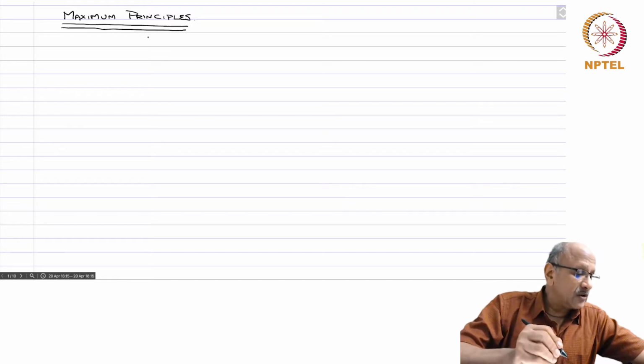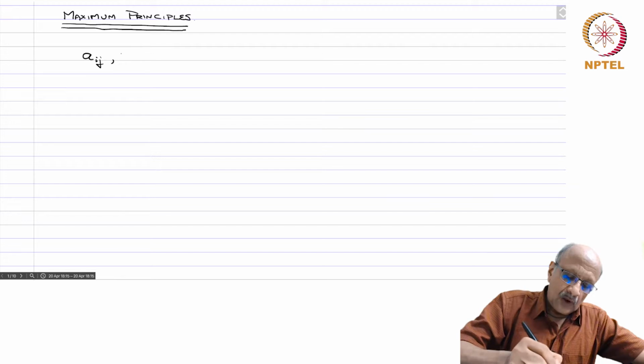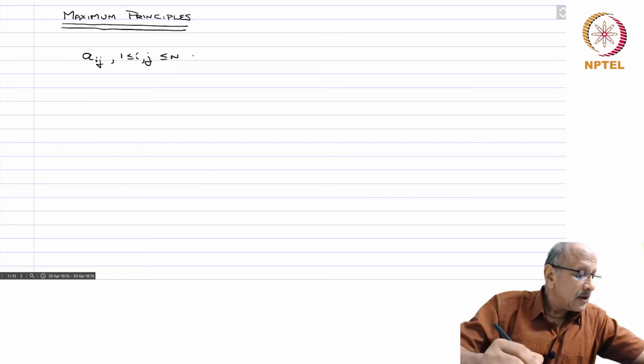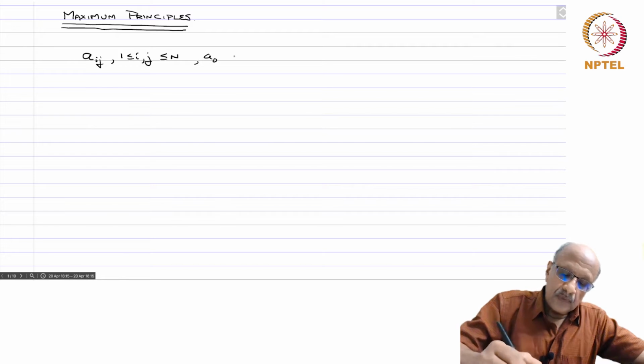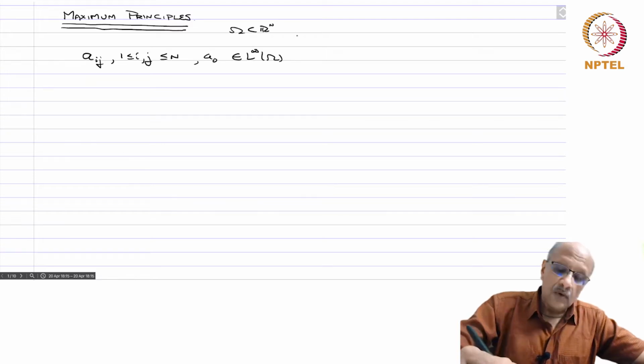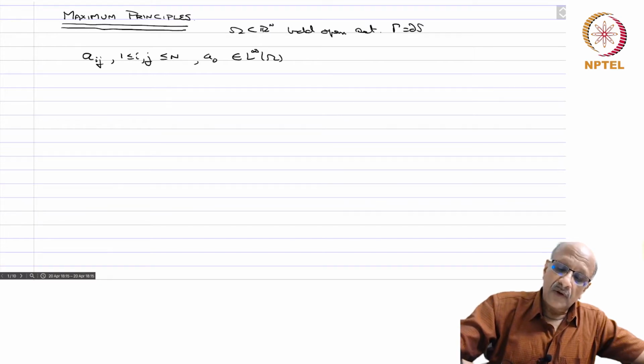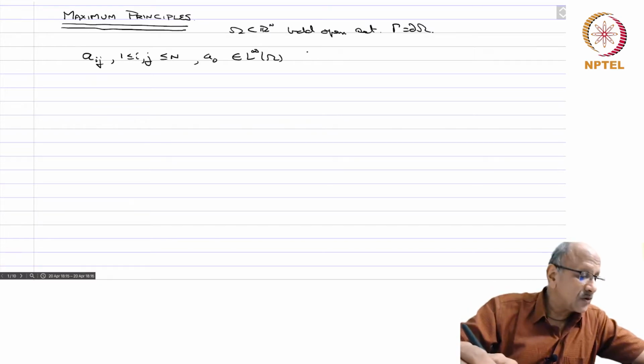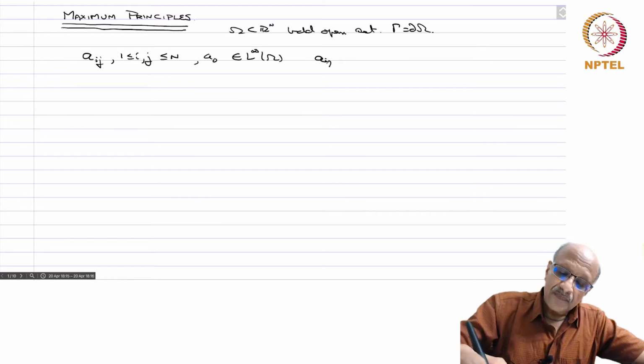So, throughout this section, we will assume that a_ij, for 1 less than or equal to i, j less than or equal to n, and a_0 are in L infinity of omega. Here omega in R^n is a bounded open set, and gamma is the boundary of omega. All these functions are the same, and a_ij satisfies the ellipticity condition.